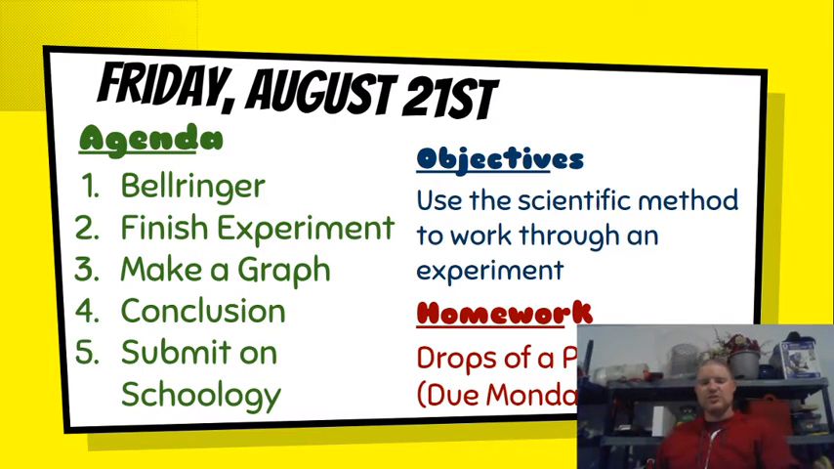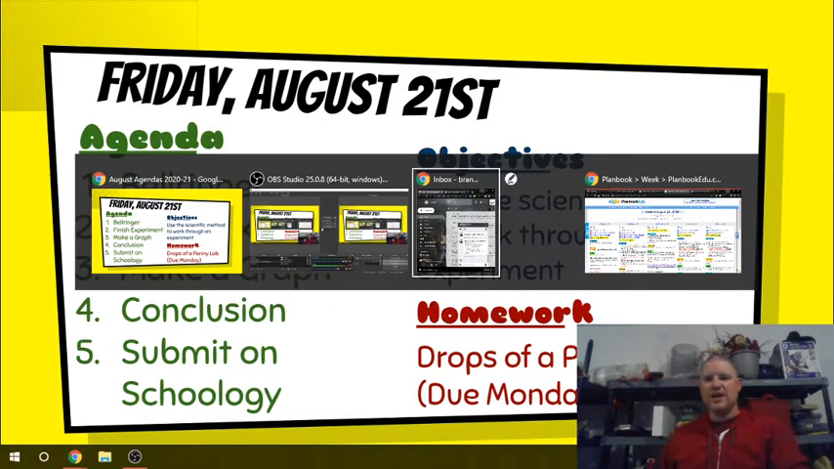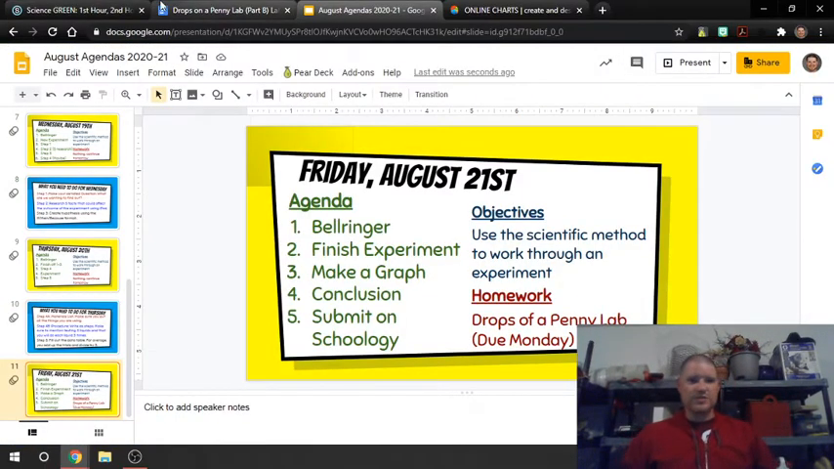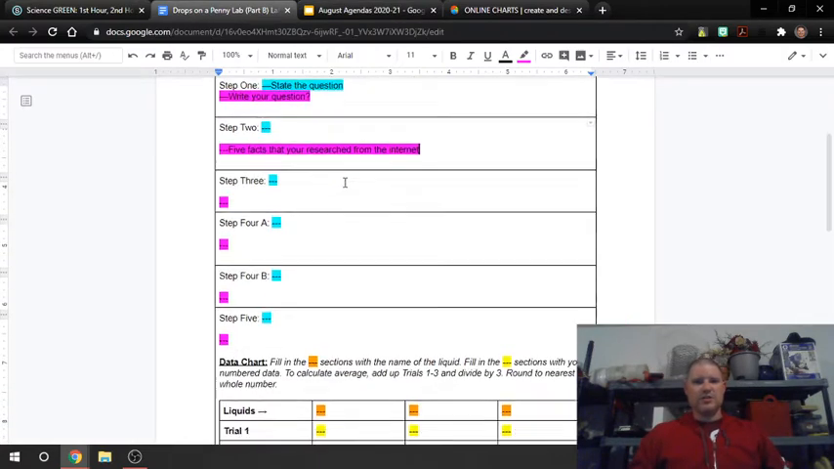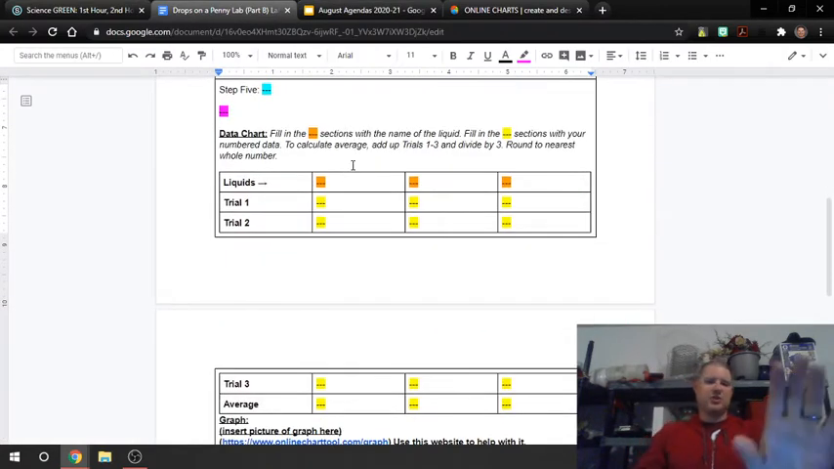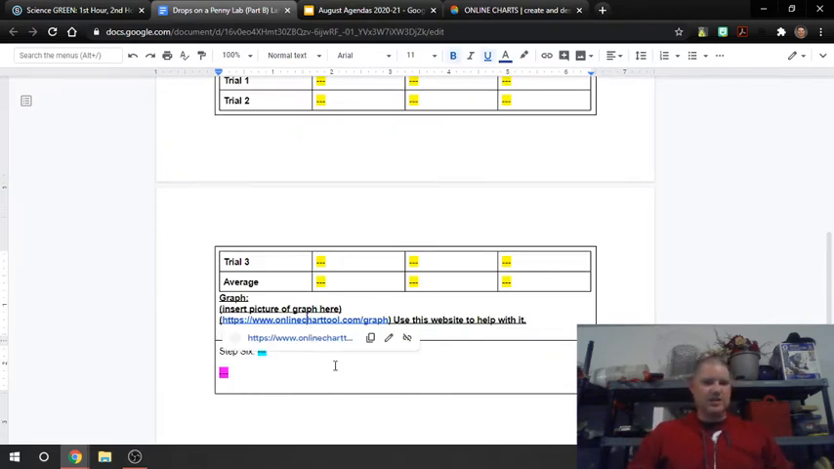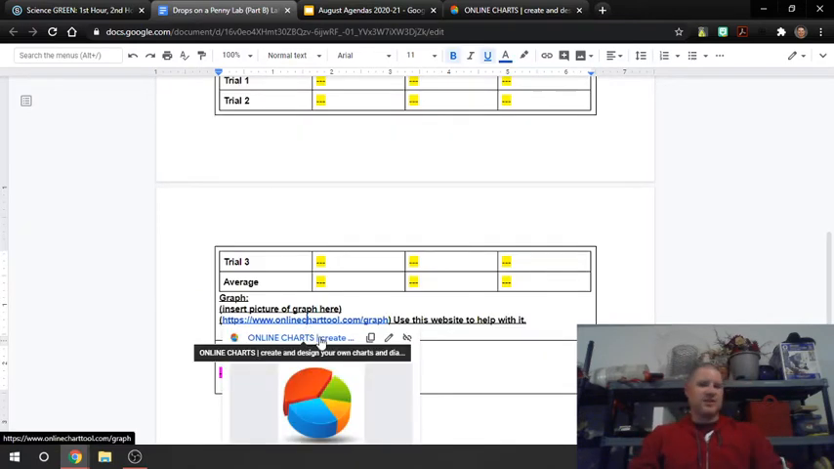Without further ado, let's jump into it and see what's going on with our stuff here. If you take a look at our Drops on a Penny Lab, you should have your data table filled out. If not, make sure that you do that, because today is the absolute last day to get some numbers down since it is Friday. We're particularly going to look at the graph, which you can access via the link in the document itself.